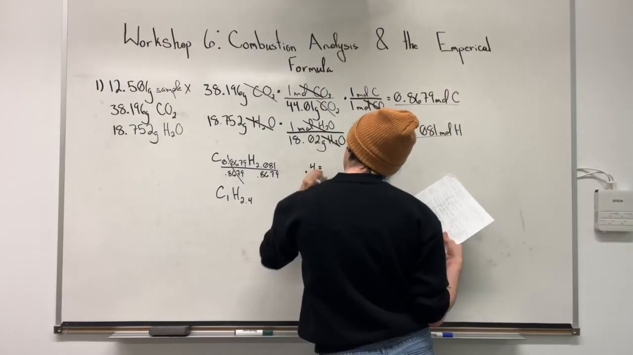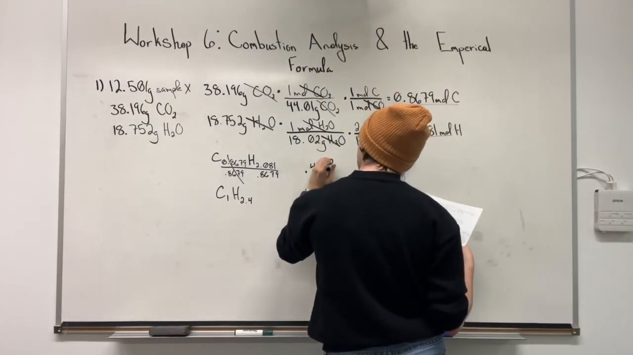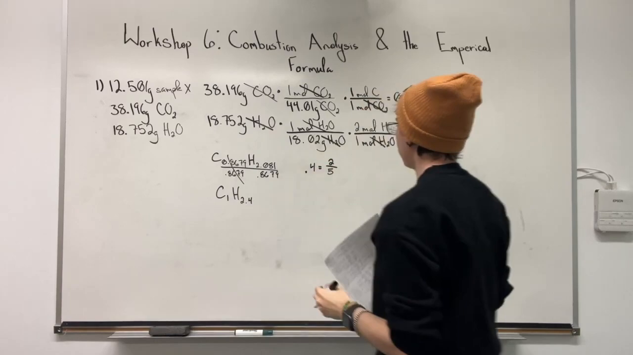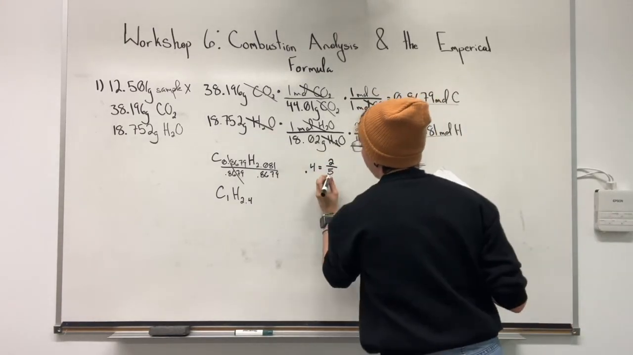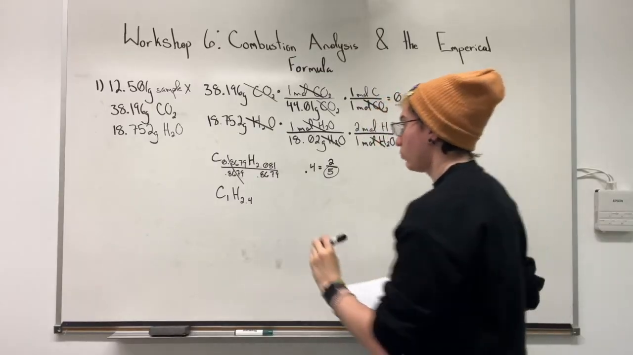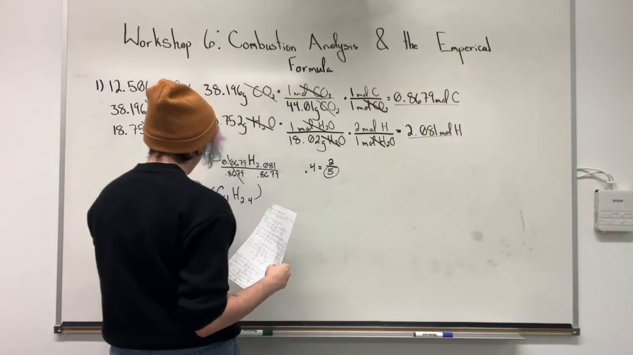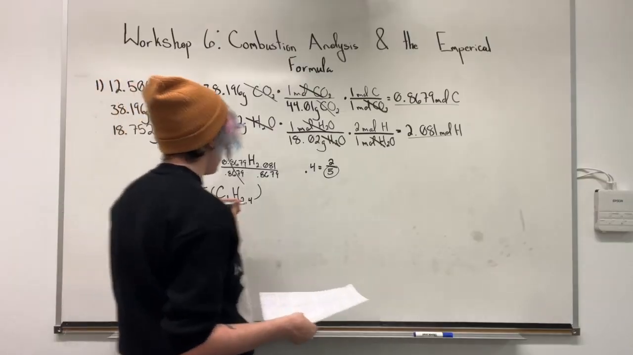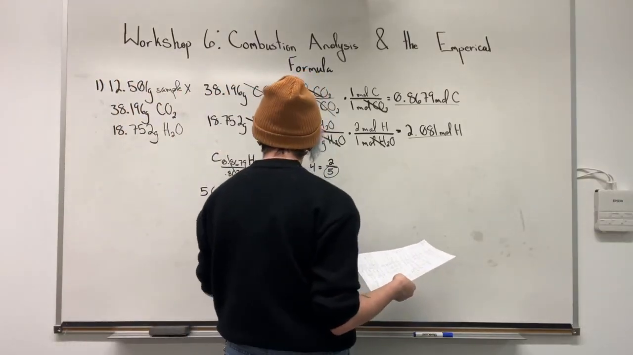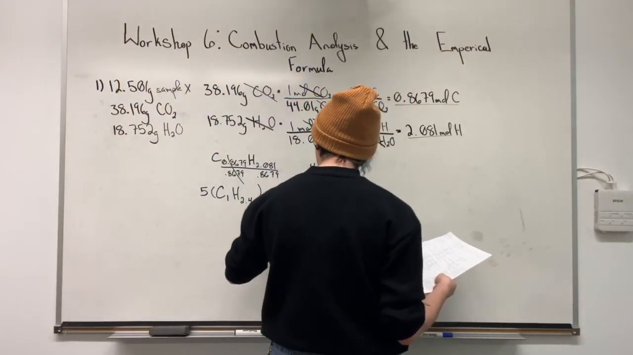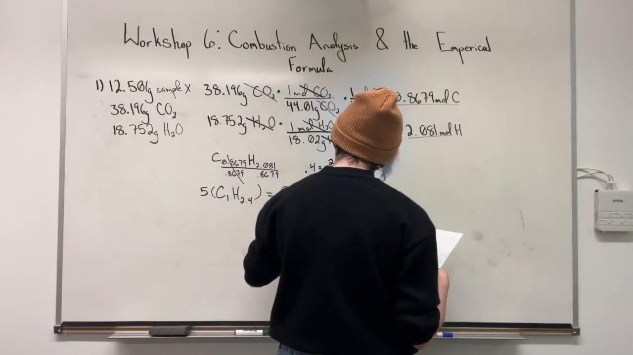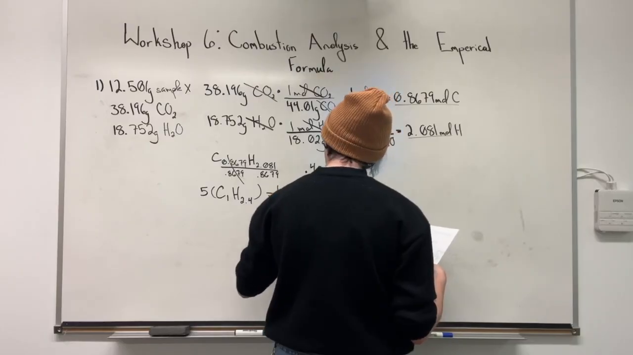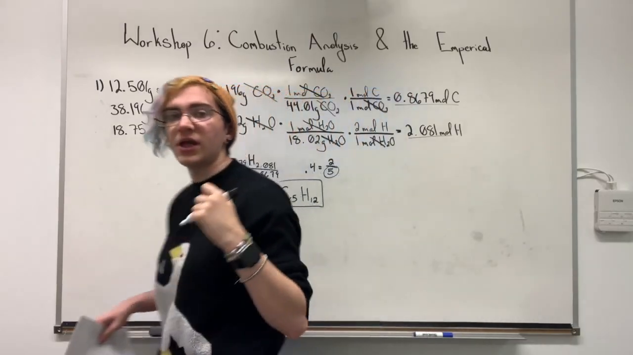0.4 is the same thing as saying 2/5. And so if 0.4 as a fraction is 2/5, we multiply by our denominator here. We multiply this formula by 5, and we get our actual formula. So 5 times 1 is 5. 2.4 times 5 is 12. The empirical formula of this compound is C5H12.